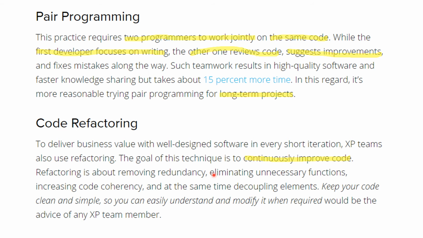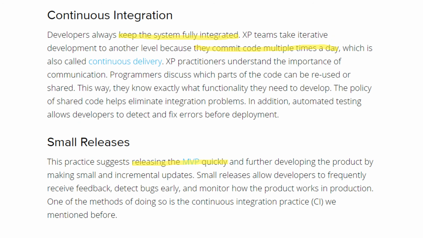The next one is code refactoring, which we already discussed. The goal of this technique is to continuously improve the code. Refactoring is about removing redundancy, eliminating unnecessary functions, increasing code coherency, and at the same time decoupling the elements. So keep your code simple and clean so that everyone can understand and modify it when required. That's where, when you have good refactored code, it's easy to have collective common ownership and a system metaphor together. So it's about continuously improving the code. Keep your code simple and clean, keep it very coherent, and remove the redundancies.